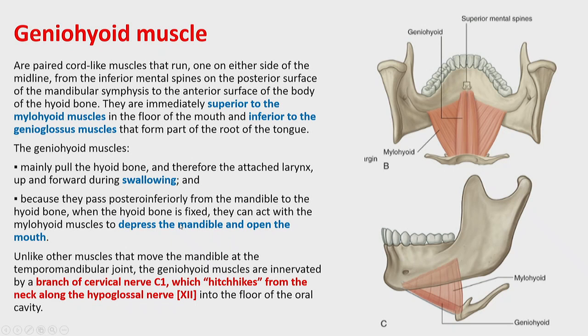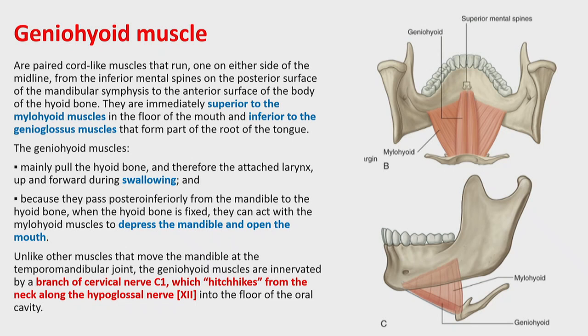The other one, if the hyoid bone is fixed, is depressing the mandible and opening the mouth for this muscle. This muscle has a very interesting innervation. It's not innervated by any cranial nerve. It's innervated from the spinal nerve that in the nervous system we are going to discuss.